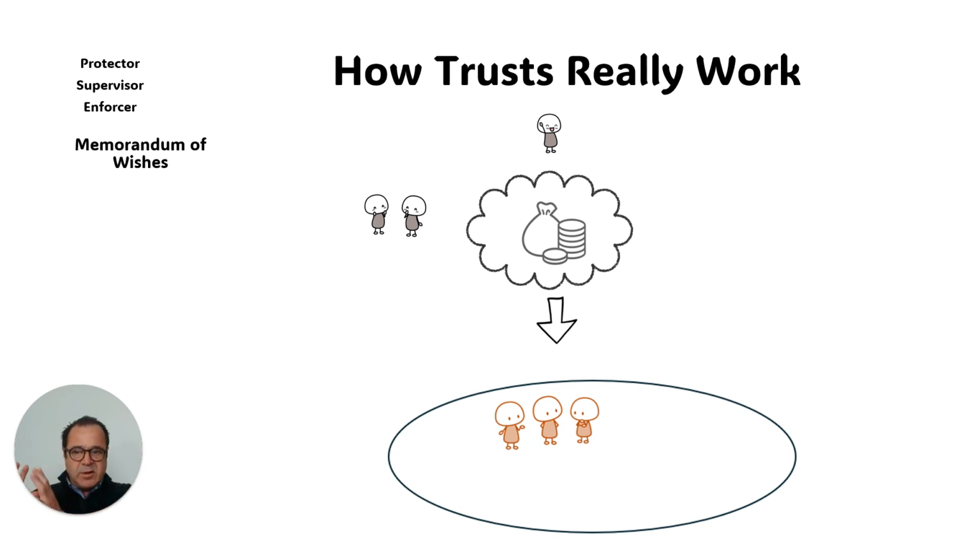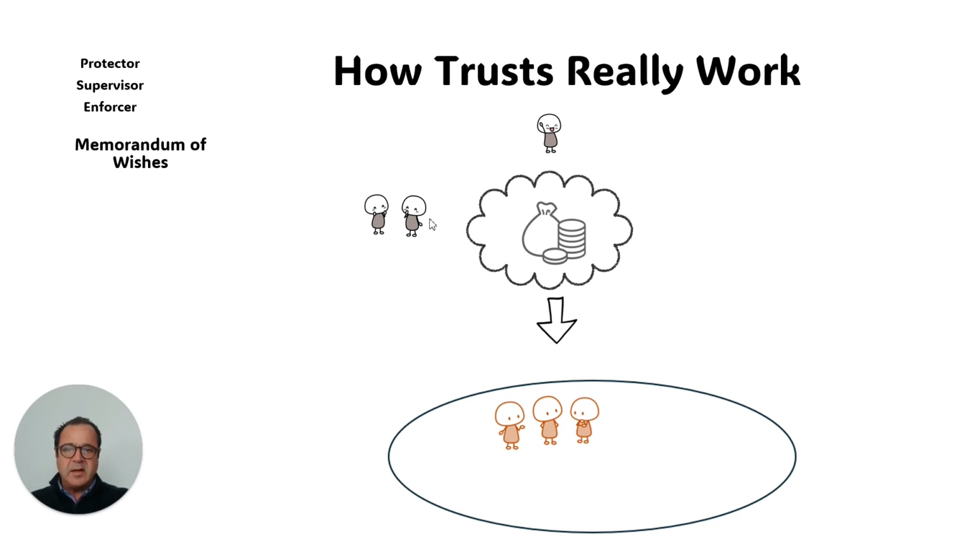The Memorandum of Wishes, this is, let's say, an unofficial document. It's a letter from the founder to the trustees, and it tells them exactly what they should do and when, but it's not an official document, and also it's not completely binding on them. It gives them some discretion to use their brains to deal with situations like we talked about on the last slide.